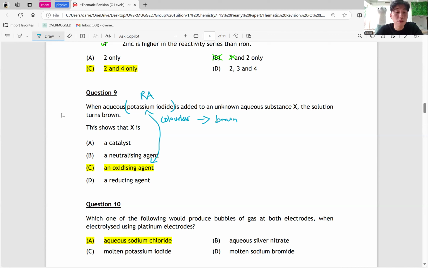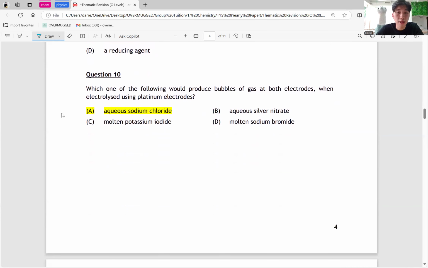Those are the two whereby you need to know them by heart. You will also need to know their color changes. Lastly, let's take a look at question 10.